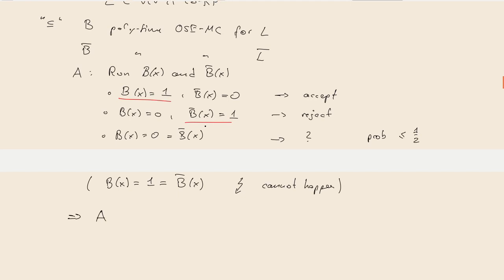So the resulting algorithm certainly is a polytime method, because it essentially runs these two algorithms and then does a case distinction. And it's a Las Vegas method for L, because it only accepts or rejects when it's sure that the answer is correct, and otherwise it returns question mark, but only with probability 1/2 at most. So that means that our language then also is in ZPP, which was what we were claiming.